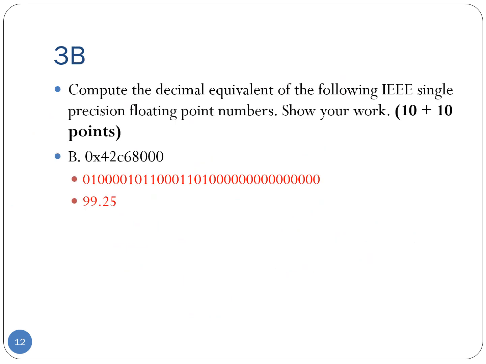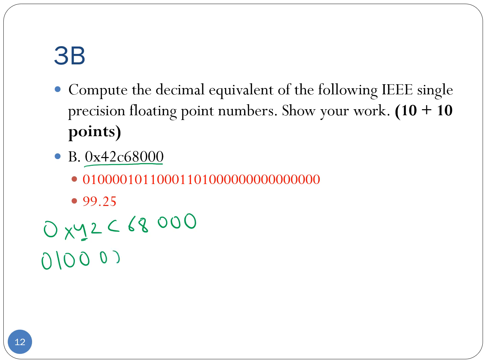Part 3b is actually asking us to translate this hexadecimal number into decimal. So once again, the same procedure. Let's first translate this given hexadecimal number into a binary string. So 4 is basically 0 1 0 0. Basically every hexadecimal digit translates into 4 binary digits, right?